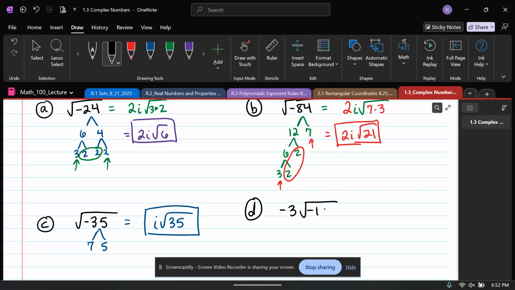So I've got a -3 hanging on the front already and a -132 on the inside. So what do I know off the bat that's going to come out there with that -3? An i. So I've got the -3, and then I've got an i, and then I figure there's some stuff left inside the radical because the 132 I know is not a perfect square. So I know there's going to be something left over in there. So I'm going to break down the 132.